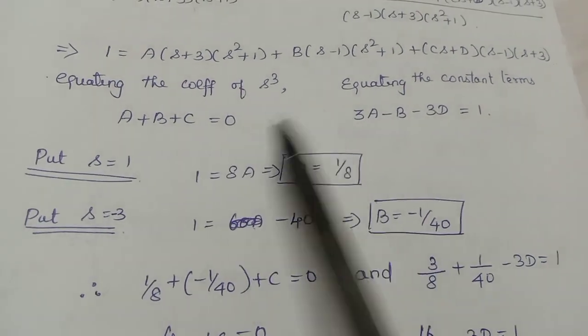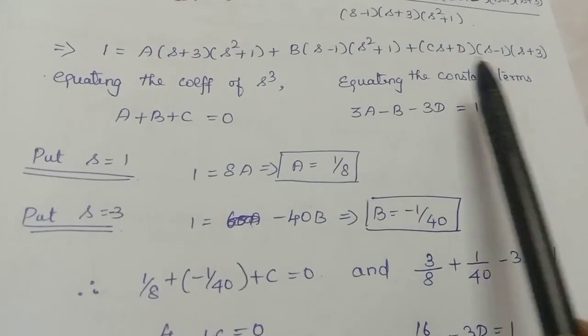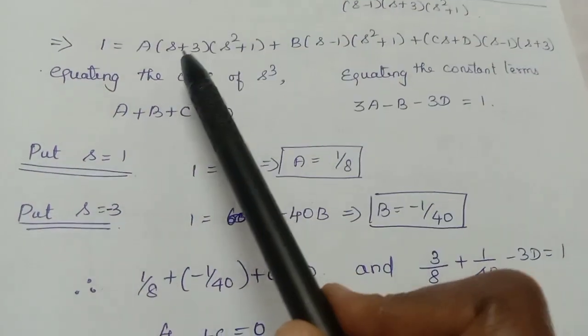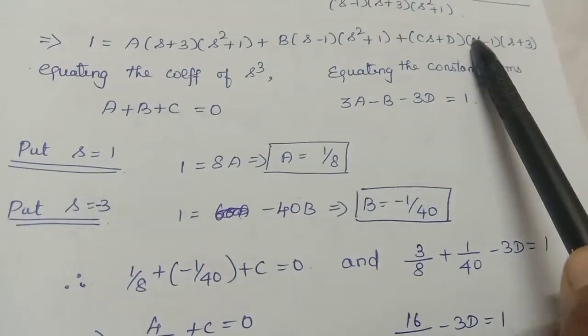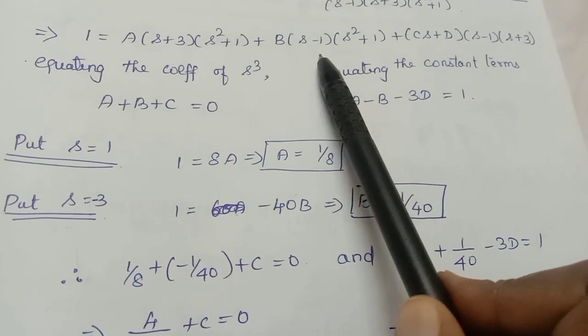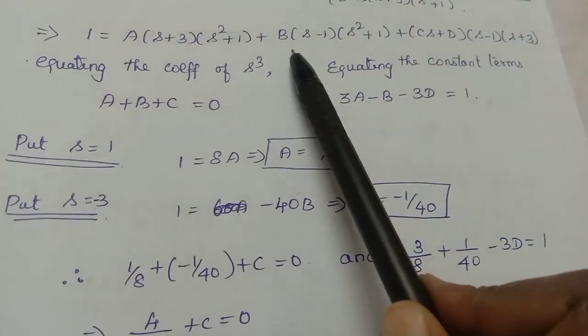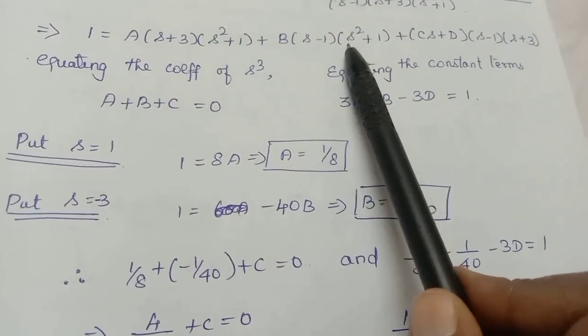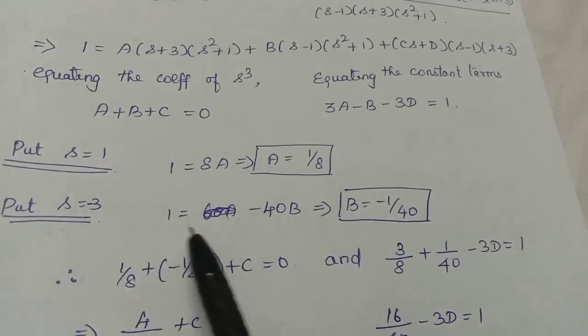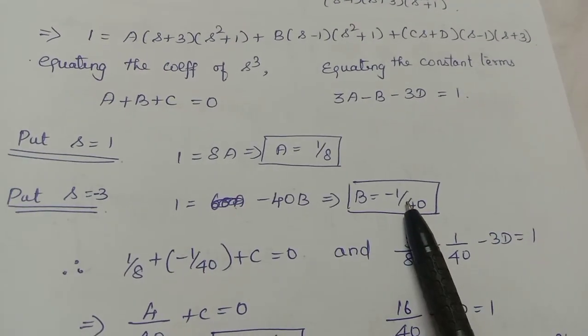And then another one: the s plus 3 term is there, so put s equal to minus 3. When you put minus 3, the other two terms will become 0. You will have only the value for b alone. So 1 equal to, minus 3 means minus 4, here it will be 10. So minus 40b equal to 1, or simply b equals minus 1 by 40.